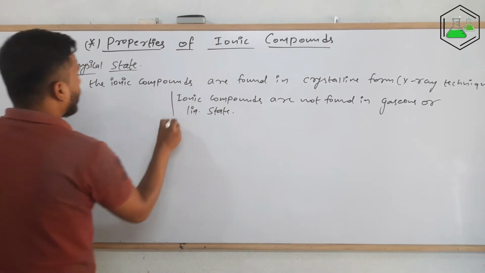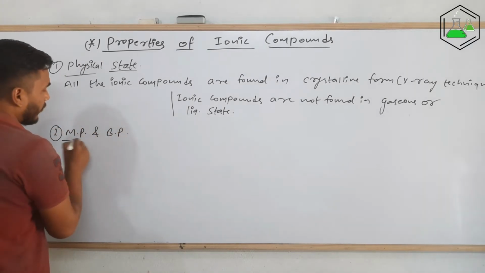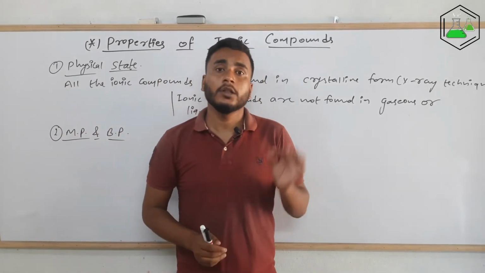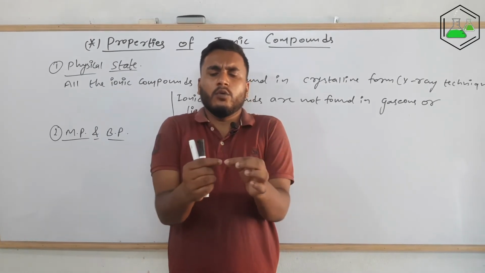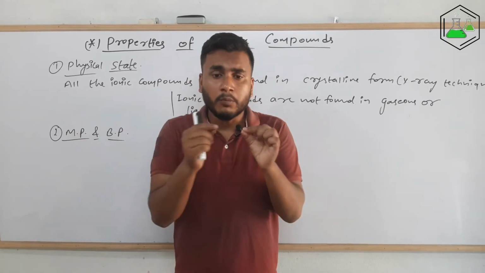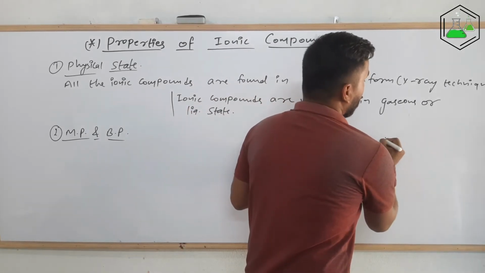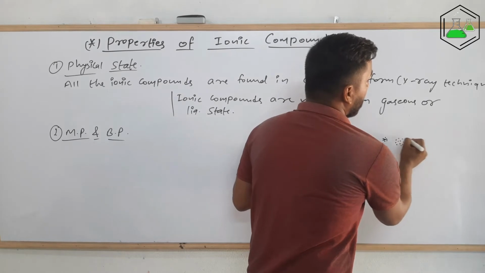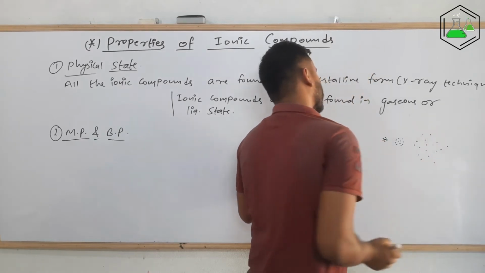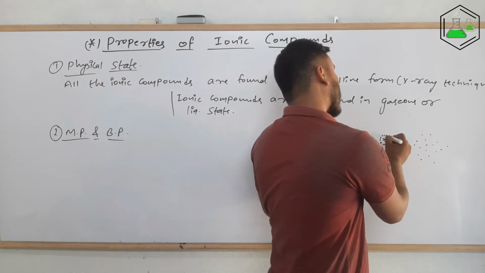Now let's see the second one, that is the melting point and boiling point. We know that ionic bonds are very strong. The positive and negative ions come very close and grab each other with that bond, and to melt it we must mobilize the ions, right? In solid the molecules are very close to each other, in liquid they are a little farther, and in gas they are very far from each other, that is interionic distance, intermolecular distance, right? So in solid, in crystalline form, the ions are like this.